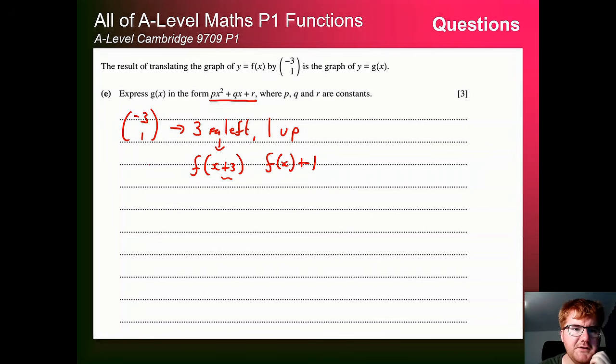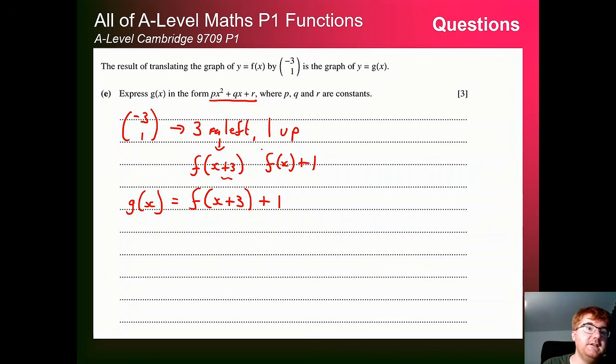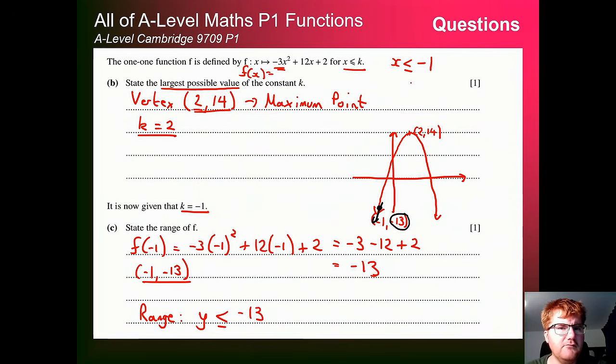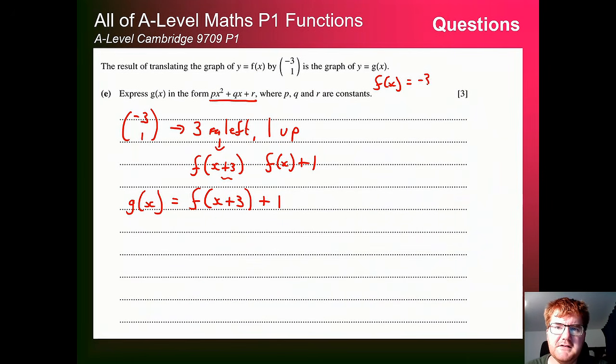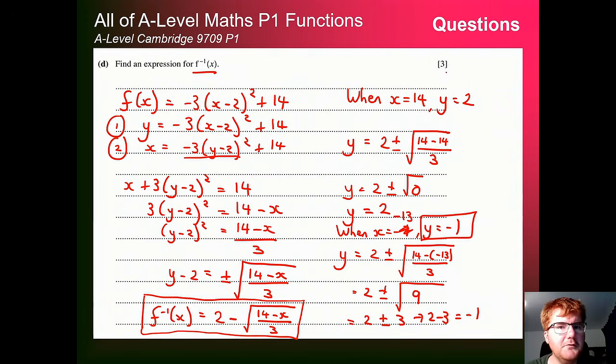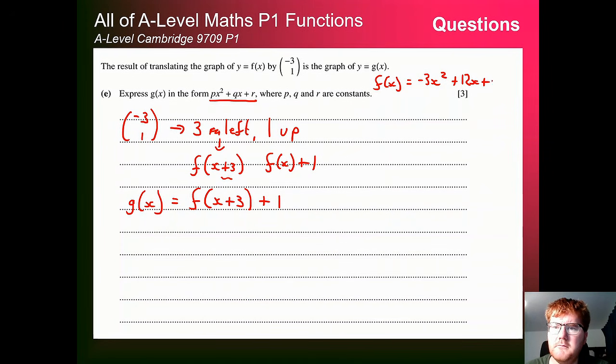So what we want to do here, if we want to find g of x, we need to combine this together. So we need to work out f of x plus 3 and then add 1 to the function. This is another way of saying 3 to the left and 1 upwards. Now if we copy out our f of x function, again, we can take either form. I think I'll take the original form, minus 3x squared. I'm not sure which one's quicker, but this seems the one to choose here. So wherever we see an x, we're going to put an x plus 3, and we're going to add on a 1 at the end.